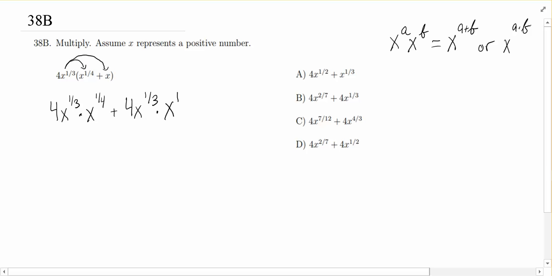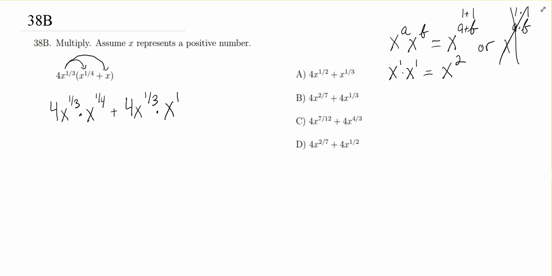Then take something you know the answer to. x to the first times x to the first. x times x. You know that x times x is x squared. That's not hard. So then you can ask yourself, did I do 1 plus 1 or did I do 1 times 1? Oh, clearly I did 1 plus 1. So there's my rule of exponents that I need to use: I need to add my exponents together. So back to our problem then.